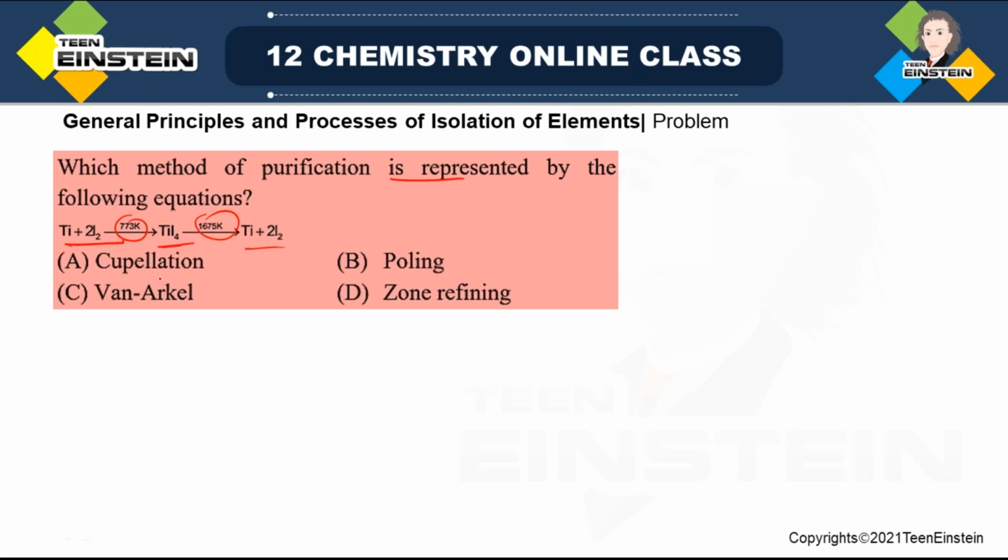But if you look at the options, cupellation: in cupellation we use a cupel, but here we are not using that. In poling, we use green bamboo. That is also not used. Zone refining: in zone refining, we use a circular heater like this. But here also we are not doing that. So this is vapor phase refining, but the direct name of vapor phase refining is not given. But the Van Arkel method, which is basically for Zr and titanium, is mentioned. So option C will be the correct option.